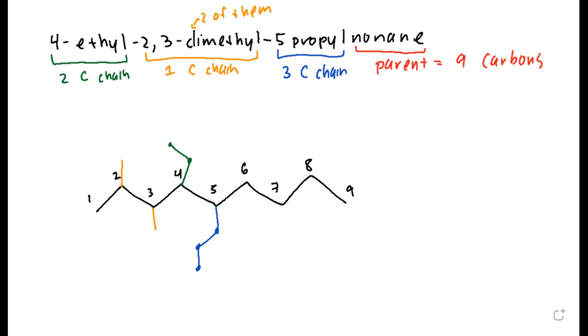Key things to always check: identify your parent chain, find the longest continuous chain that you can, and name it. Then add your substituent chains, put them at the lowest numbers possible, and then identify what they are and place them in the name in alphabetical order. Or if you're going from the name to the structure, once you label your parent chain, you can just place them on the appropriate number of carbons. Okay, let's go back to PowerPoint.